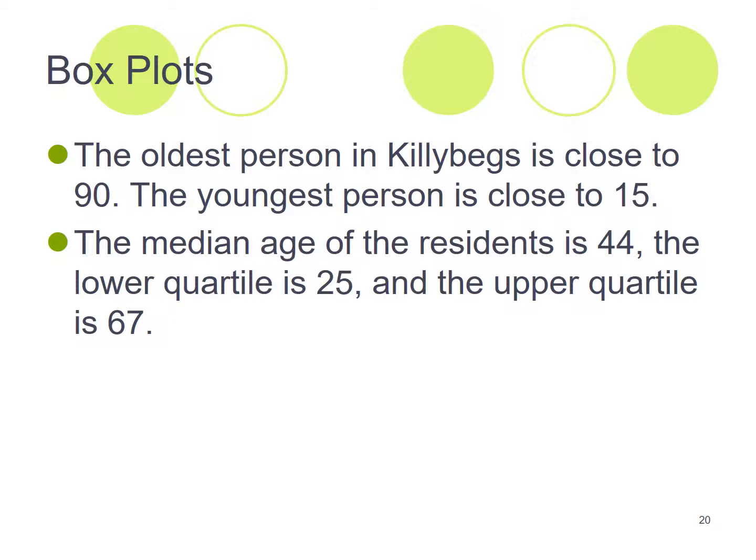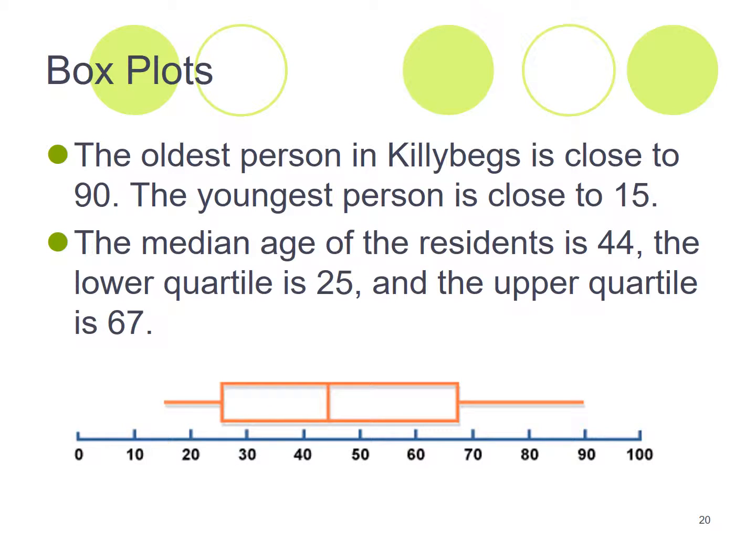Okay, so here's a box plot here. The oldest person in Kilbags is close to 90 and the youngest person is close to 15. So here is the youngest person, and here is the oldest person. So you can see the minimum and the maximum.